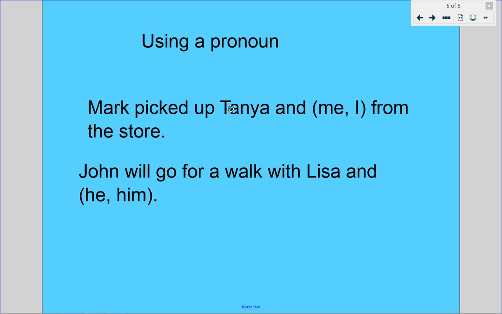So when you look at these, take out the other person and just go with Mark picked up me from the store. John will go for a walk with him. So take those out and see which one makes the most sense. That's going to help you to find which word belongs there.